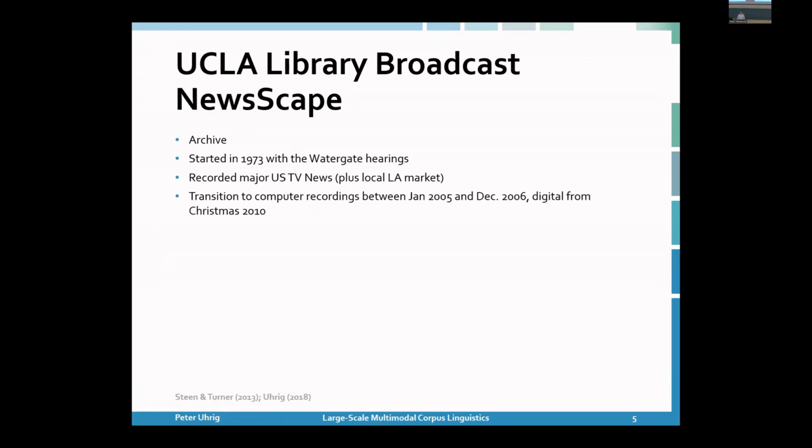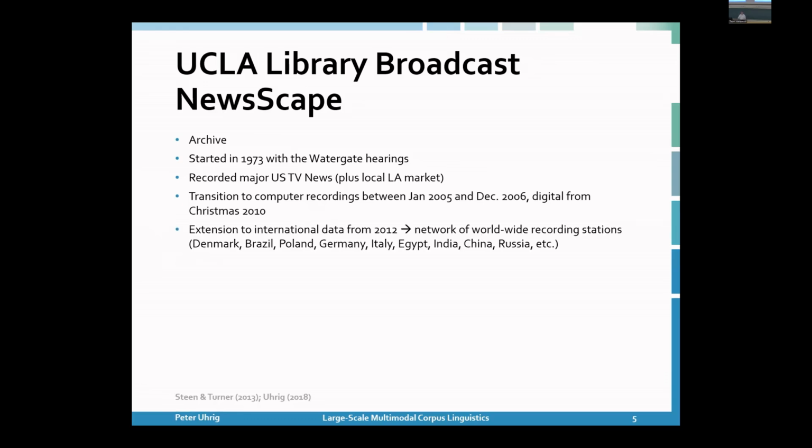So the computer recordings is basically when I start using this. Of course, I didn't start in 2006, but that's the data set that I'm using. And from 2012 onwards, they started recording all over the world. Well, in selected places, wherever they could put a little recording station and transfer the data via internet to UCLA.